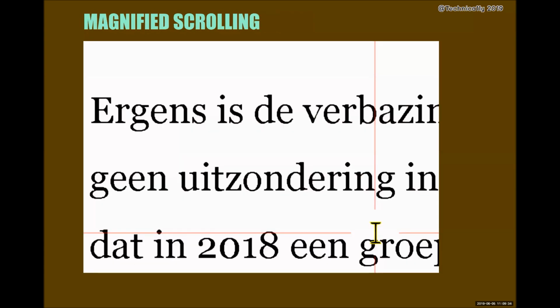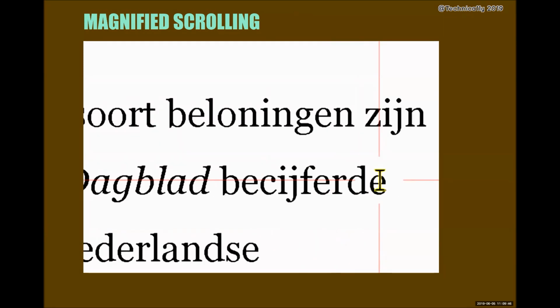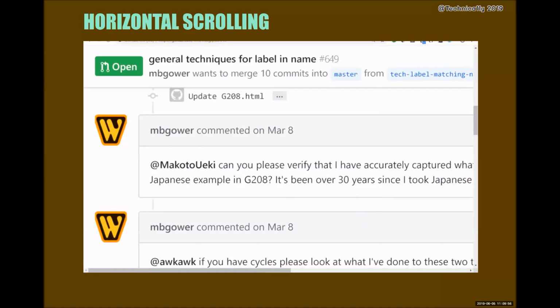So one is magnified scrolling. You can't do anything about this. If you're using a screen magnifier and I want to read a sentence, I have to go from left to right, and there's nothing any designer or developer can do about this. Text doesn't wrap inside magnified viewing because that's just not how it works. However, for people who are using browser zoom, that is something you can do something about.